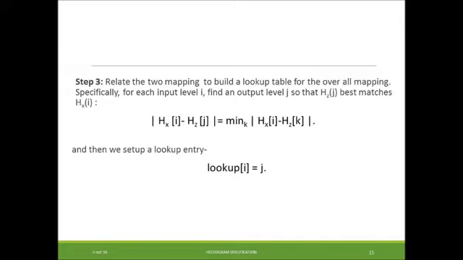Step 3. Relate the mapping to build a lookup table for the overall mapping. Specifically, for each input level i, find an output level j so that Hz of j best matches Hx of i. That is, modulus of Hx of i minus Hz of j equals the minimum over k of modulus of Hx of i minus Hz of k. And then we set up a lookup entry, lookup of i equal to j.